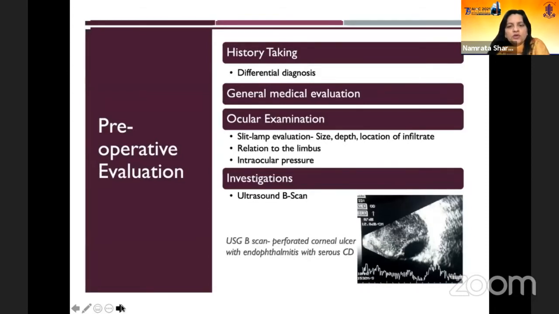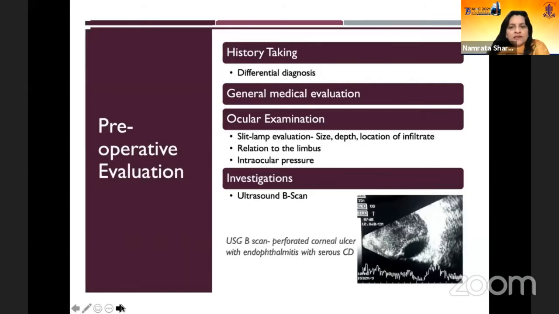It's important to do a good history taking, because by the history itself, you can do a differential diagnosis, a general medical evaluation, ocular evaluation, which can be done on slit lamp in relation to the limbus, especially because that will determine the size of the graft, the intraocular pressure, which is important. And of course, ultrasound B scan should be done along with the checking of the PL and PR, so that you know that there is some prognosis there.